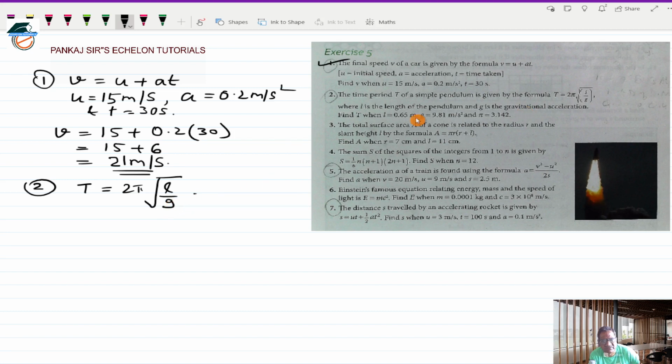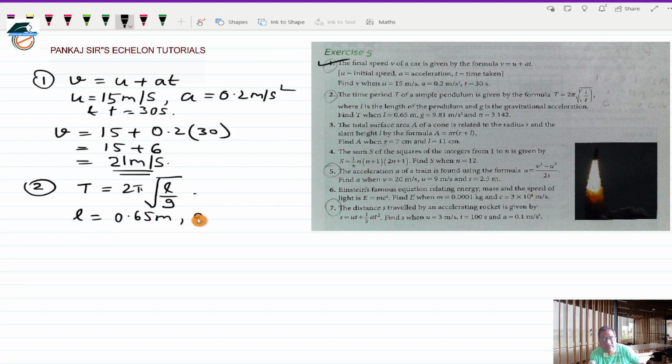Now, what all things are given: L is the length of the pendulum and g is the acceleration due to gravity. L is given in this question as 0.65 meter.